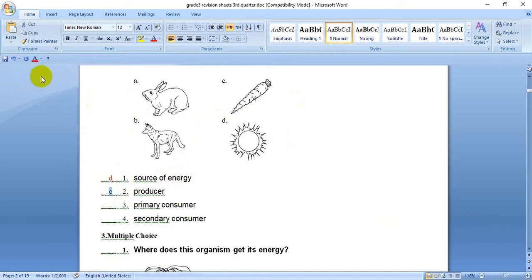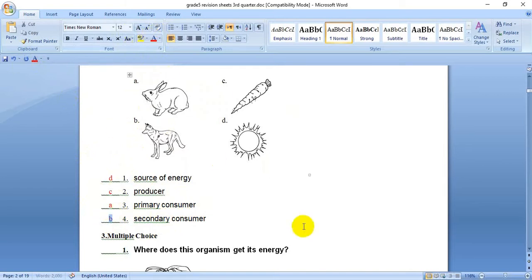Next, primary consumer. The primary consumers are herbivores. Which organism here will it be? The rabbit, yes. So we will write here A. Secondary consumer, the one that eats other organisms like the wolf. So in question 4 it will be B.